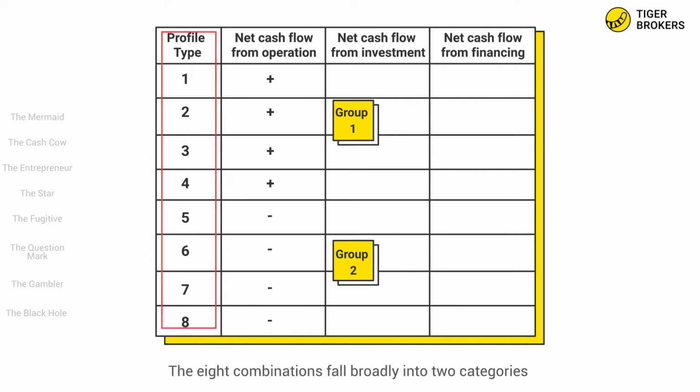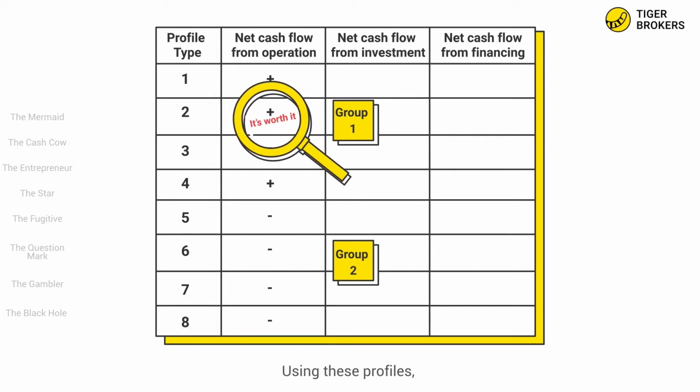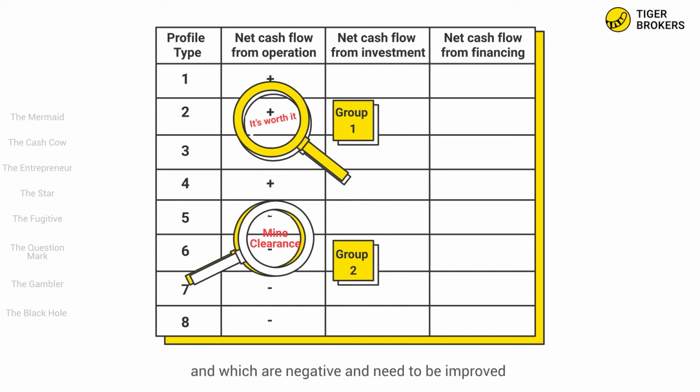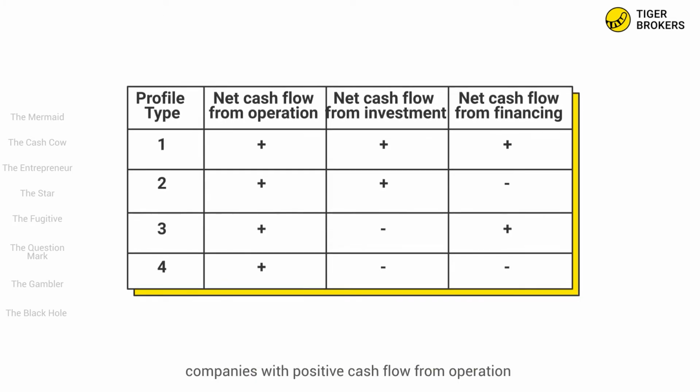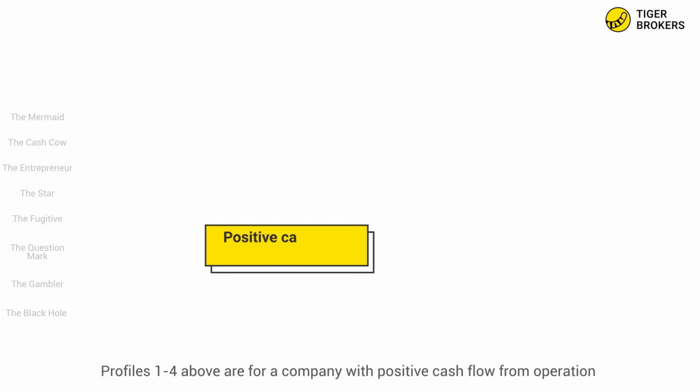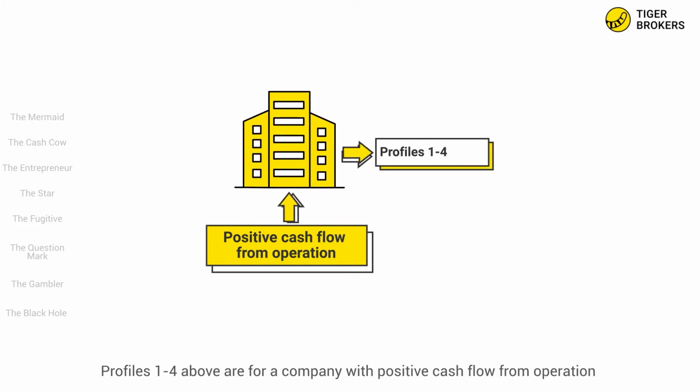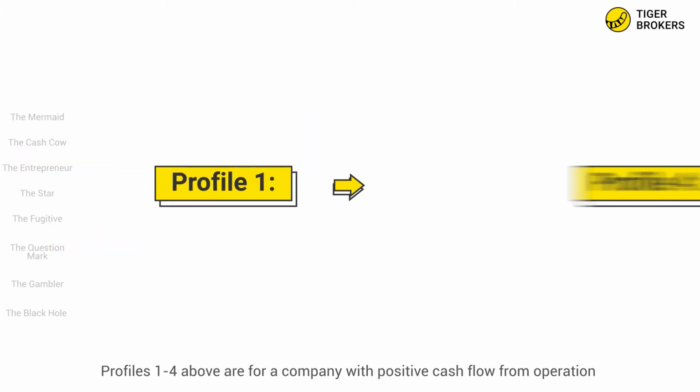The 8 combinations fall broadly into 2 categories. Using these profiles, you'll be able to determine which characteristics are positive and which are negative and need to be improved. Let's now look at the first category: companies with positive cash flow from operation. Profiles 1 to 4 above are for a company with positive cash flow from operation.